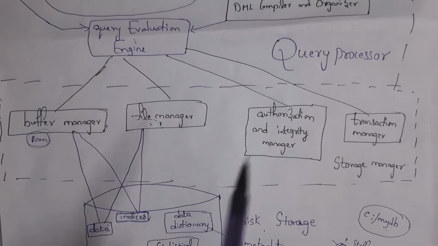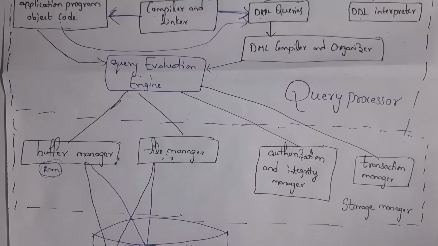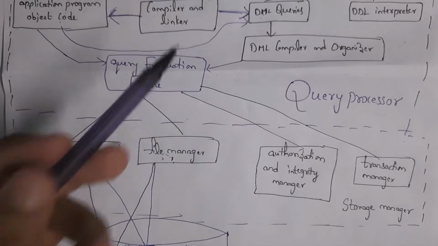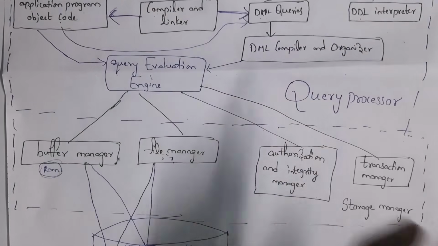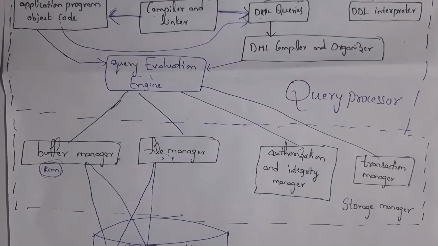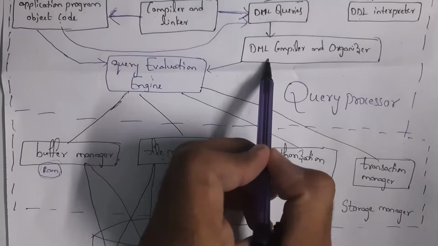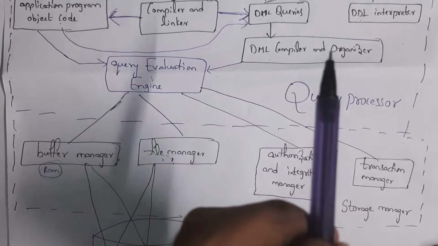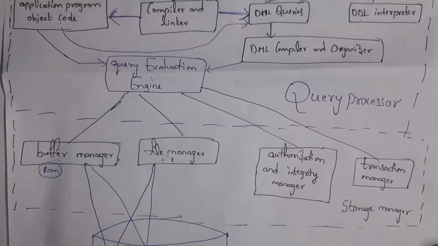And the third one is authorization and integrity manager. For example, I am a user. Now I want to insert data in the student table, like name Sai, roll number 21 and section A. In order to insert data, I need to write data manipulation language queries. Guys, all users cannot insert data in the database. Only a person having write permission can insert data. So this DML compiler will check whether that particular user has write permission or not. Only if that person has write permission, then it will allow inserting data.